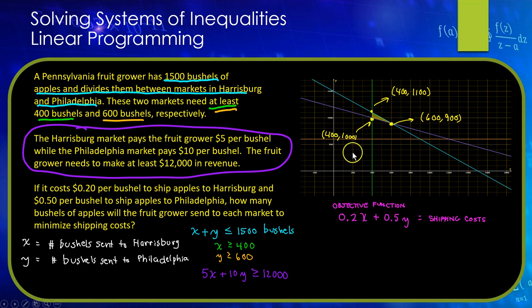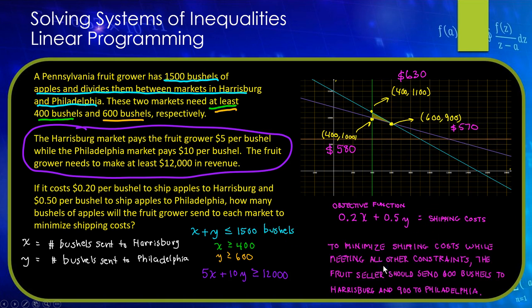If I use this objective function and plug in the x and y values from these ordered pairs, you'll see I did try this one out too, even though I knew I didn't have to. Between these two, this is $10 less than this one. So it would be cheaper to ship 600 bushels of apples to Harrisburg and 900 to Philadelphia. It would use up all the bushels he had, but it would minimize the costs in the long run. So to minimize shipping costs while meeting all other constraints, the fruit seller should send 600 bushels to Harrisburg and 900 to Philadelphia.